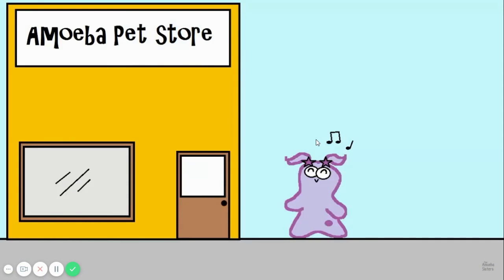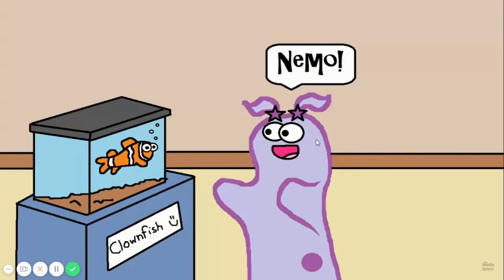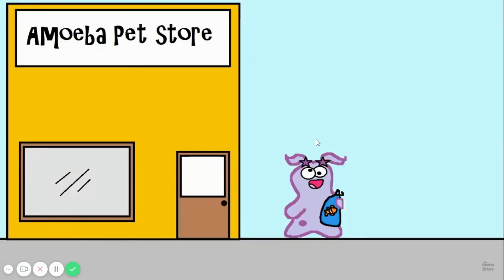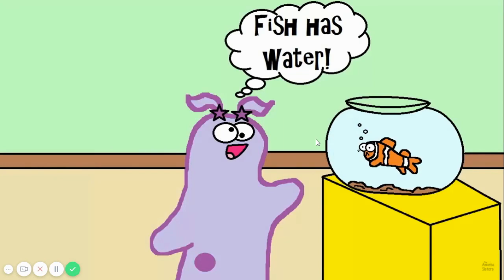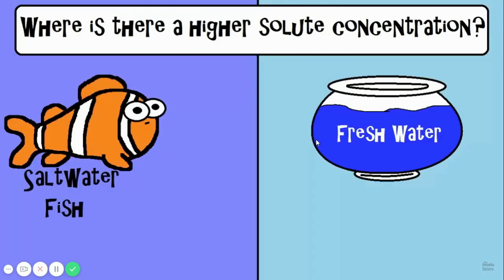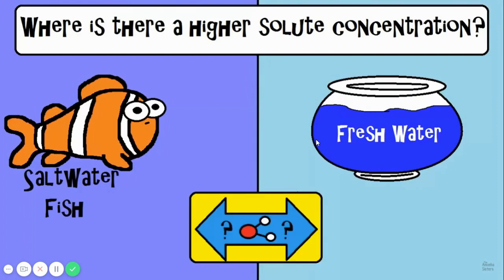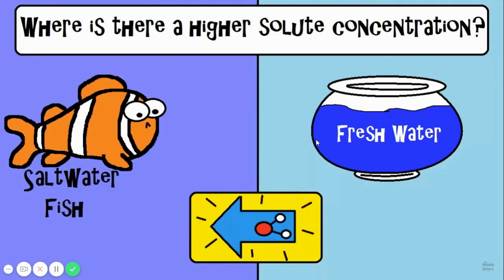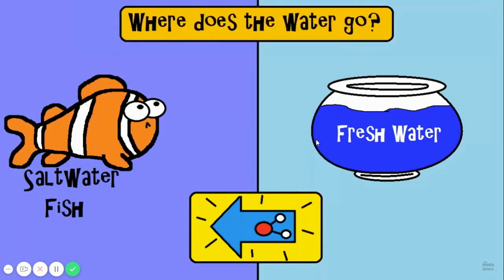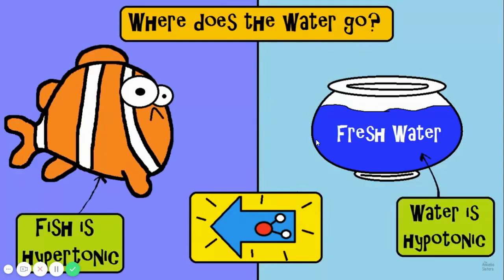Say you go to a pet store and you get a fish that looks like Nemo from the movie Finding Nemo, a clownfish, only you don't know it's a saltwater fish. What would happen if you placed this saltwater fish in fresh water? Okay, first ask yourself, where is there a higher solute concentration? In the saltwater fish cells or in the fresh water that you just placed this fish in? Definitely in the saltwater fish cells. So where does the water go? It's going to go to the area where there's a greater solute concentration, the hypertonic side. So it's going to go into that poor fish.